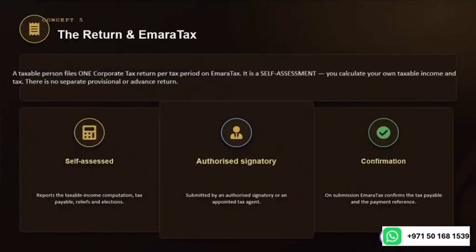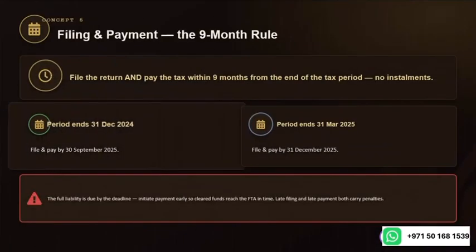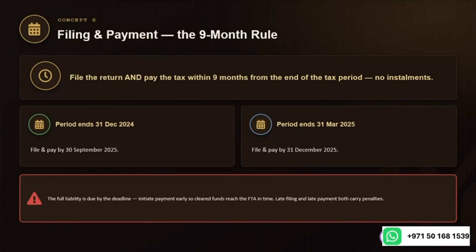Learn about the return process using EmaraTax, focusing on self-assessment and the role of authorized signatories. Understand the 9-month rule for filing and payment, emphasizing the importance of meeting deadlines to avoid penalties.